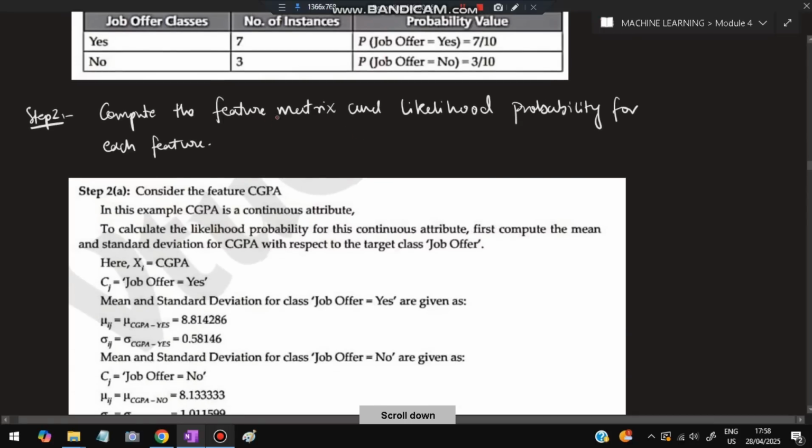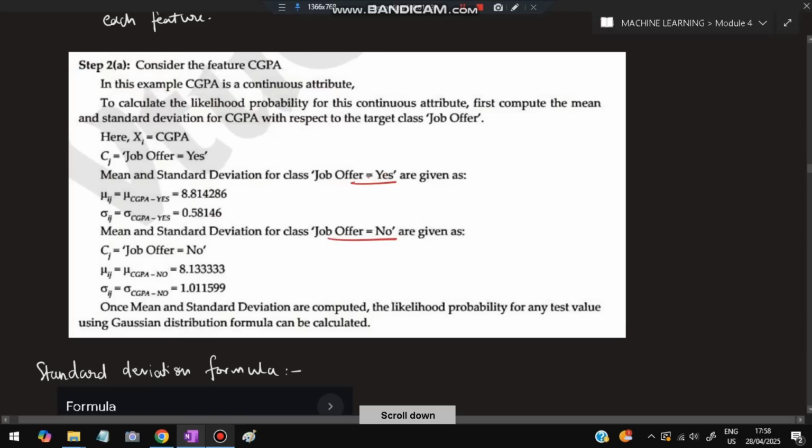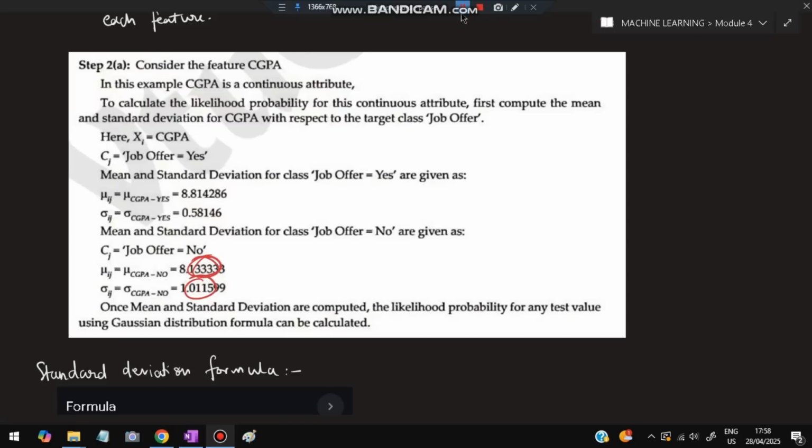Next we have to calculate the feature matrix and likelihood probability for each feature. First consider CGPA. It is a continuous attribute, because all the decimal values are different. So we calculate the mean and standard deviation for job offer equal to yes, and the mean and standard deviation for job offer equal to no. That means for the CGPAs where the job offer is yes, we calculate the average and find the standard deviation, and likewise for the CGPAs where it is no.